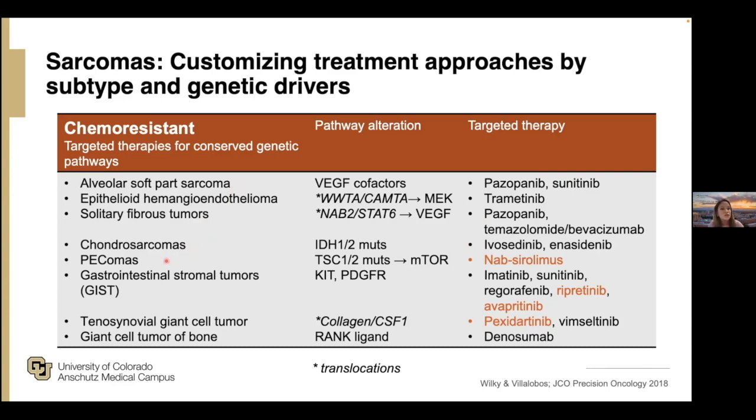PEComas, this is an extremely rare type of sarcoma that have alterations in a pathway called mTOR, and we actually just approved a brand new drug specifically for this tiny group of sarcomas called nab-sirolimus. Gastrointestinal stromal tumors, these are actually much more common, and you'll actually see these on a regular basis. So these are driven in the vast majority of the time by activating mutations in KIT and PDGFR.